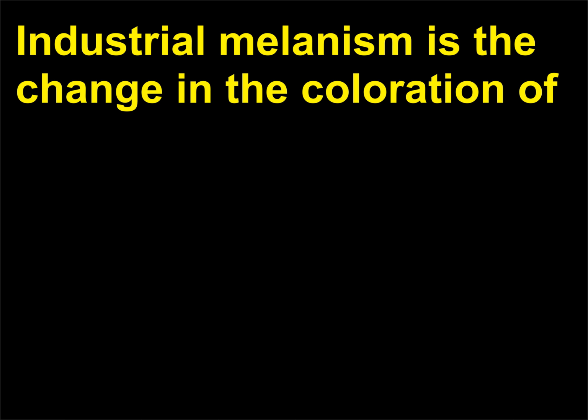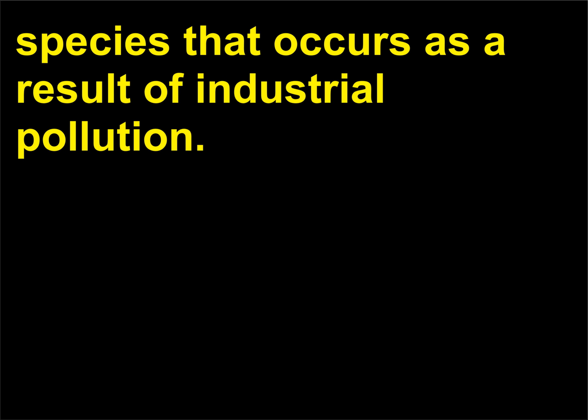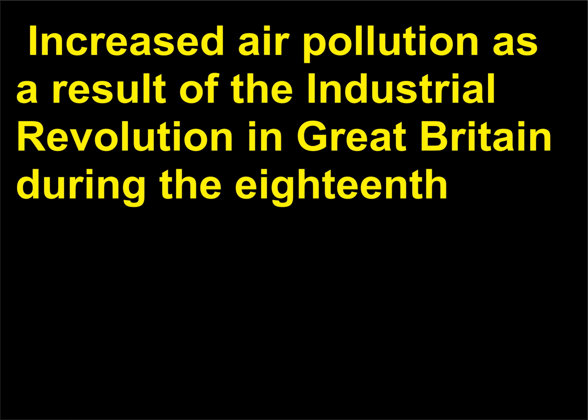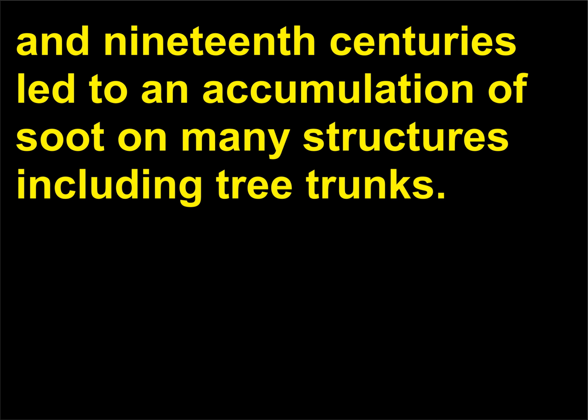Industrial melanism is the change in the coloration of species that occurs as a result of industrial pollution. Increased air pollution as a result of the Industrial Revolution in Great Britain during the 18th and 19th centuries led to an accumulation of soot on many structures, including tree trunks.